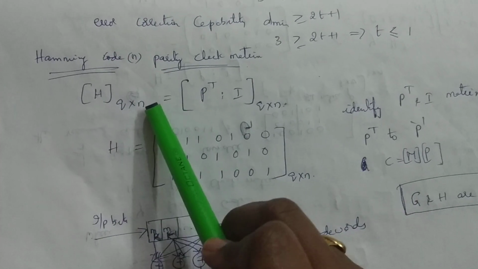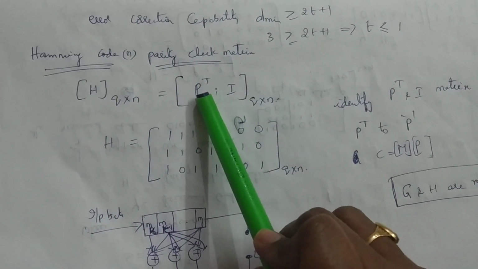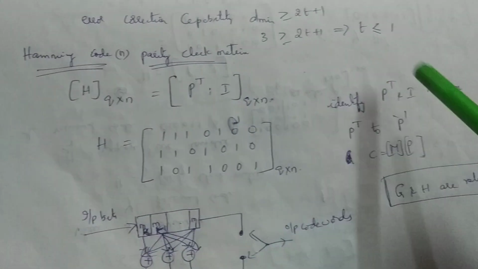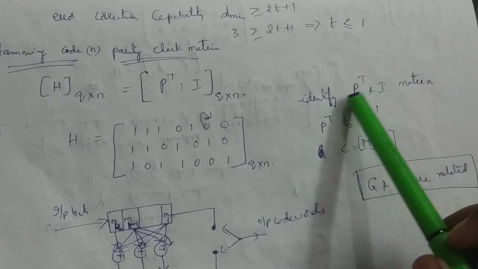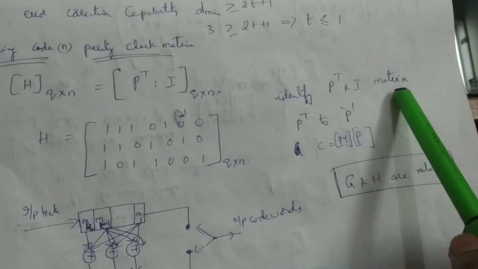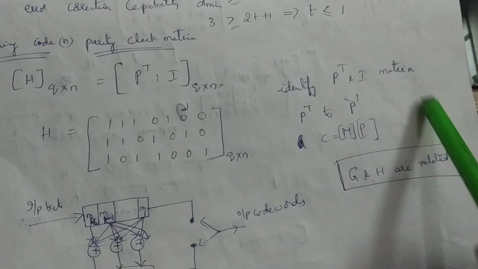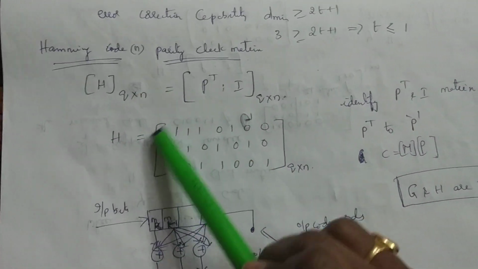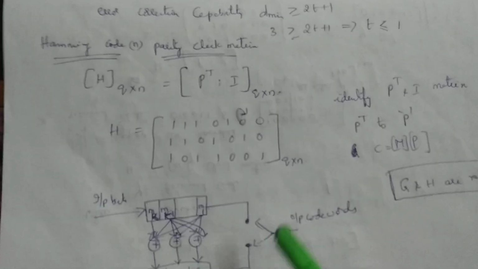So H is Q cross N, consisting of P transpose and I. From the generator matrix, you can find the P transpose, and the identity matrix you already know. So identify P transpose and the I matrix. Convert P transpose to P, then automatically your codes will be generated. So this is my H, the parity check matrix, Q cross N.